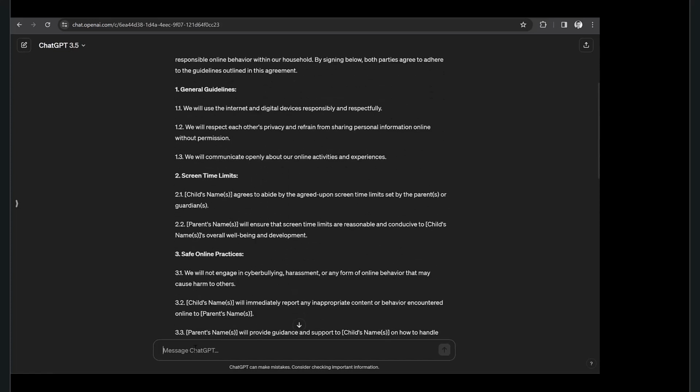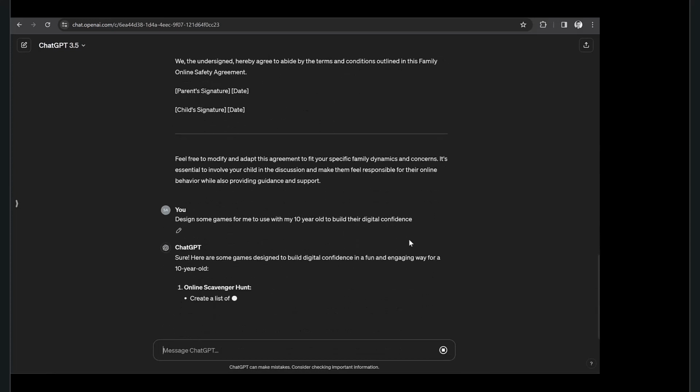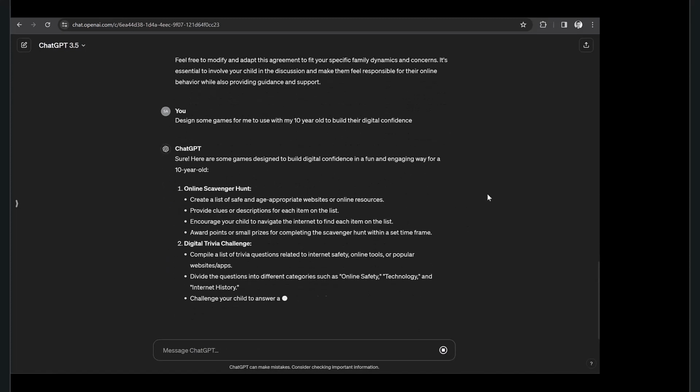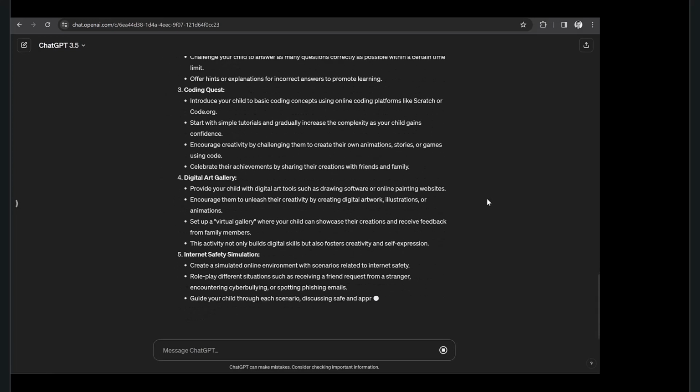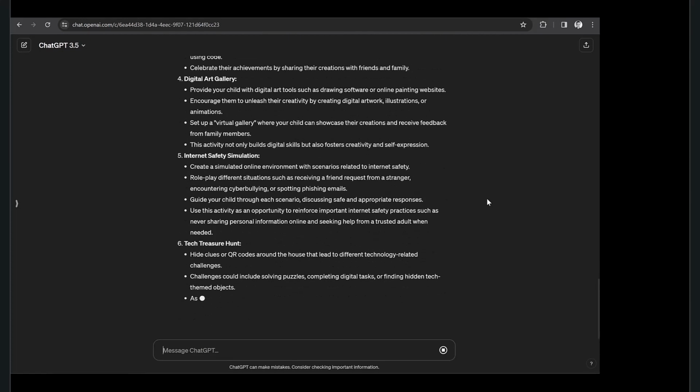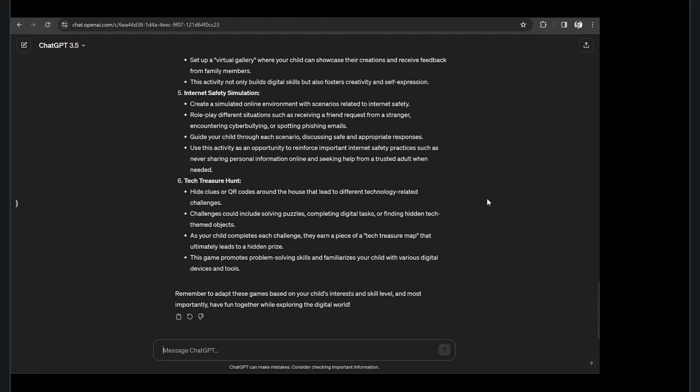Now, equally, it can design some games for me to use with my 10-year-old to build their digital confidence. And here we are, it's designed some games. And the thing about ChatGPT, and I'm only showing you this example, it's just one tiny example of some of the AI software that's now available online for free. And there are paid versions as well as free versions.